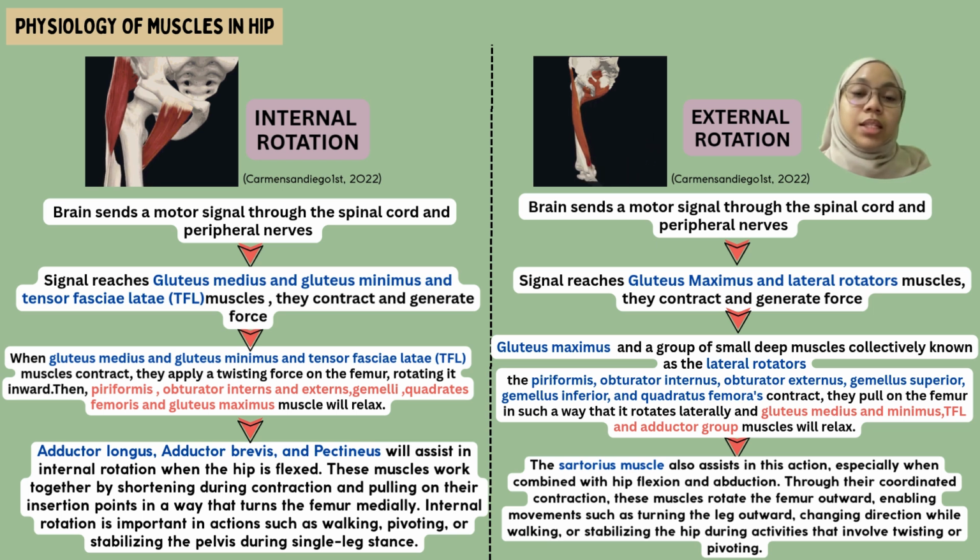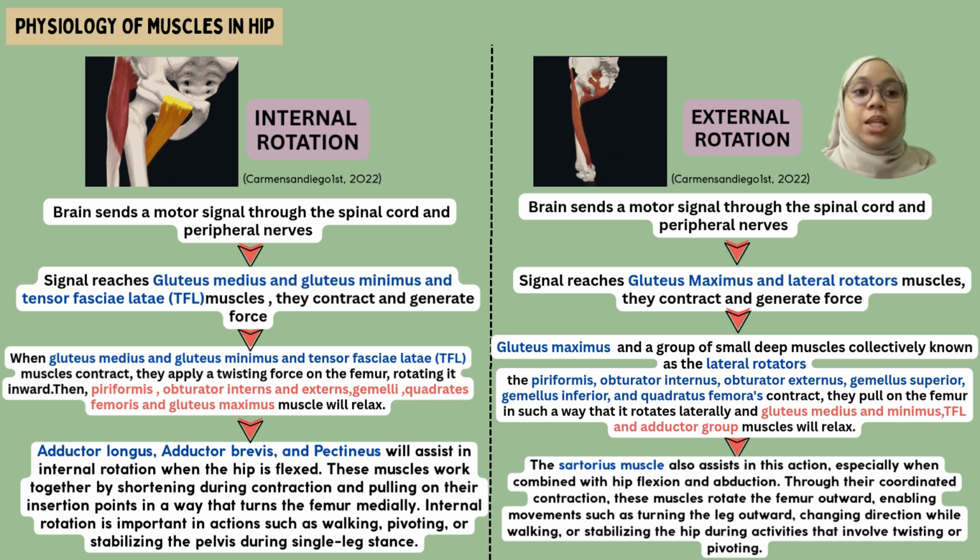Other than that is our last one, which is external rotation. It is also like internal rotation: it begins when the brain starts to send a signal to the muscles to activate, which is gluteus maximus and the lateral rotator group. The lateral rotator group is a small muscle group that is very deep, and it consists of piriformis, obturator internus, obturator externus, gemellus superior, gemellus inferior, and quadratus femoris.